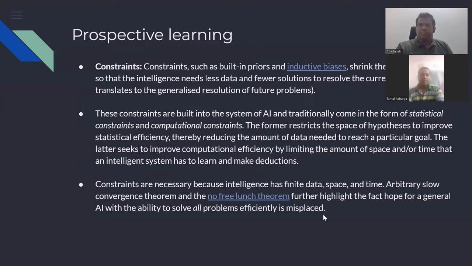Now constraints. As I said, these are built-in priors. These are like assumptions that you can't move around much. Constraints such as built-in priors and inductive bias, we have biases inside us. Those help us shrink the hypothesis space. As I said, constraints help you to minimize the search space. Those will help you choose what path you want.